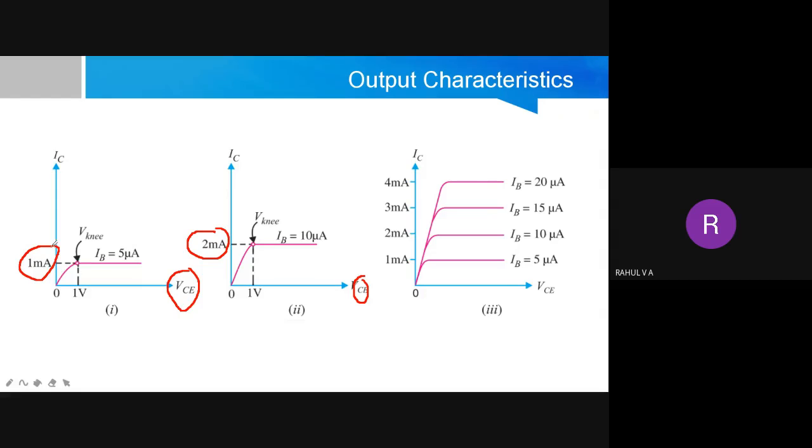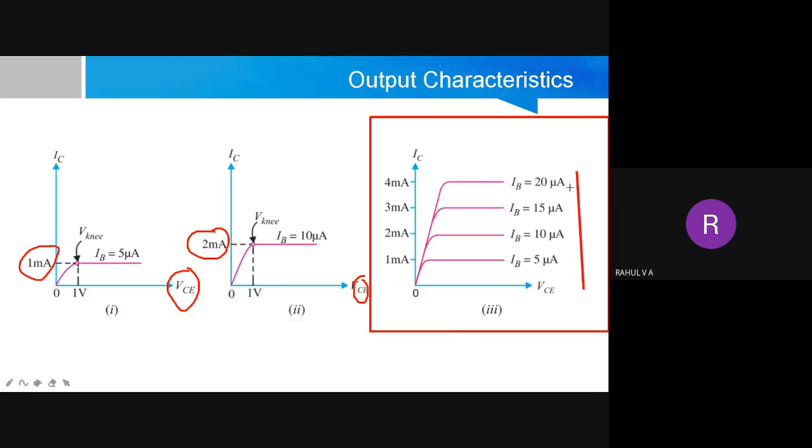Previously IC was 1 milliampere and now it is 2 milliampere. And now you can see the last graph. There I keep on increasing the value of IB, and whenever I increase the value of IB, I can see a corresponding increase in the value of IC. We have learned that beta is equal to IC by IB, and IC is nothing but beta into IB.